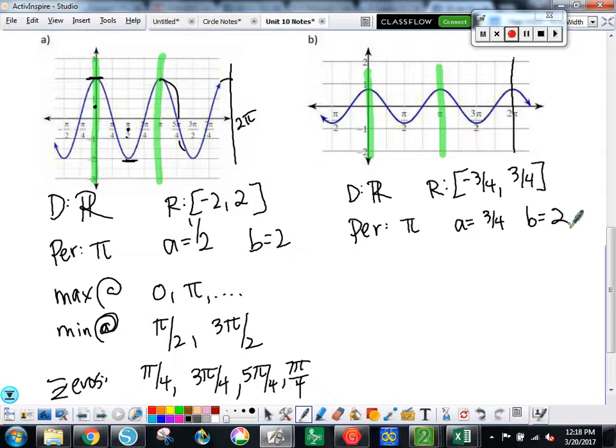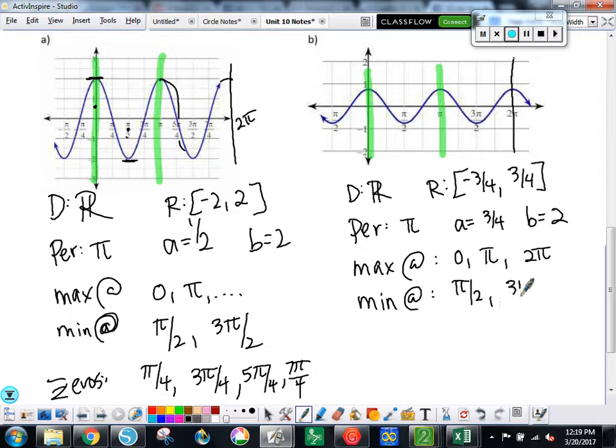Where are the maximum values? Maximum at 0, pi, and 2 pi. No, because if it was wider, then the maximum would just be like whatever. So they won't always, but they always will be the same distance apart. Okay, the minimum is at where? Minimum's at pi halves and 3 pi halves. It's a coincidence that it's the same as over there.